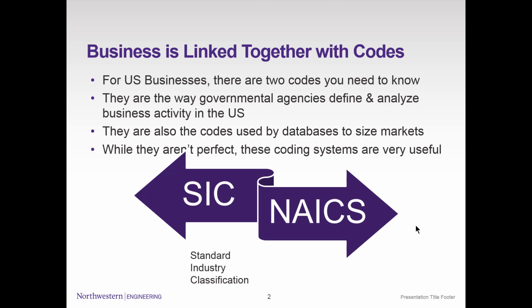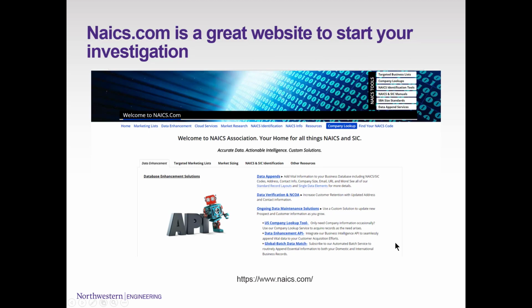Basically, SIC is the standard industry code. The NAICS is the national code. And basically, they both work very similarly. So if you have one, you can easily find the other with the charts or the table I'm going to show you. If you go out to NAICS.com, it has a huge amount of information.